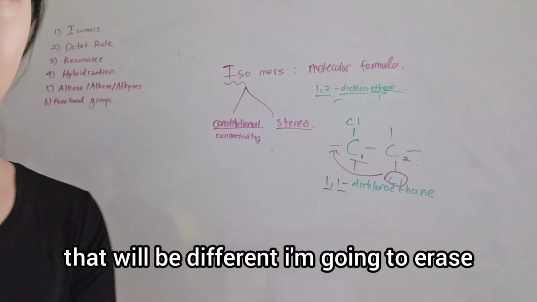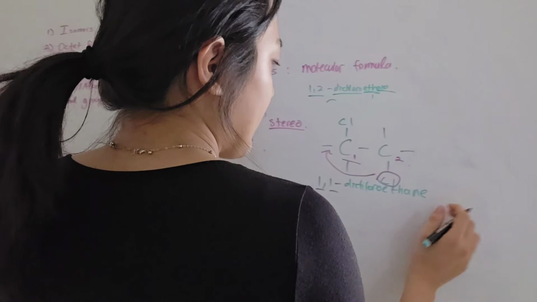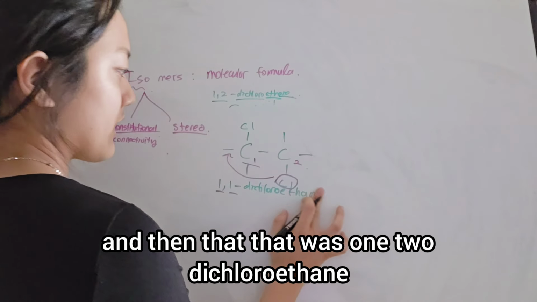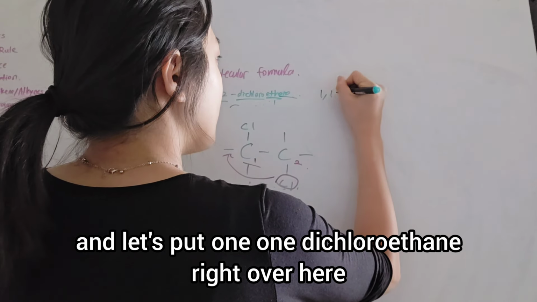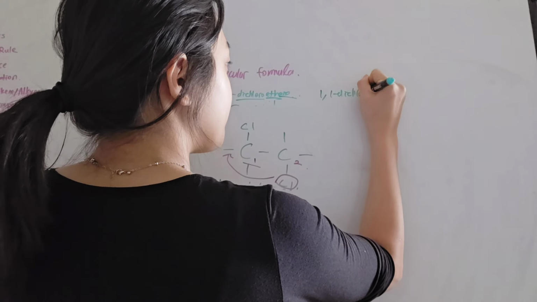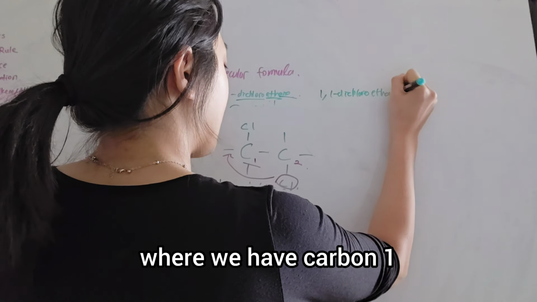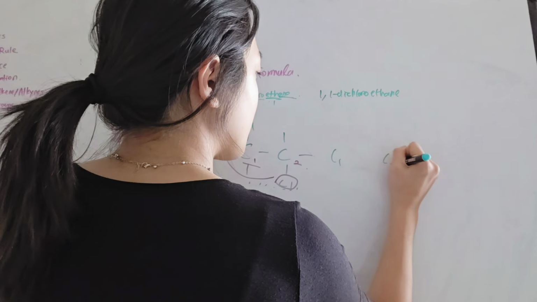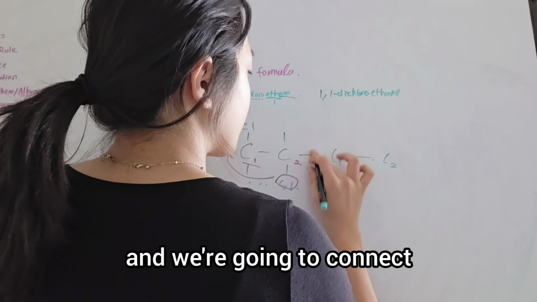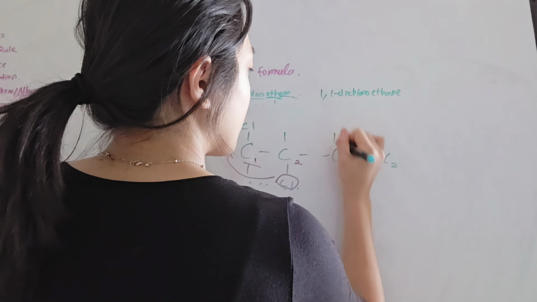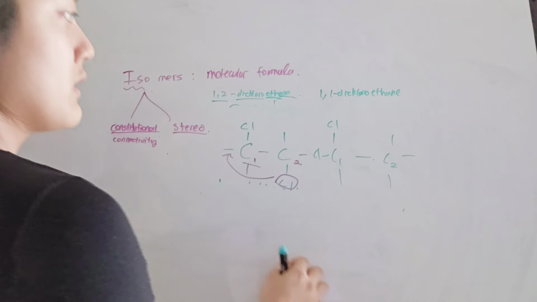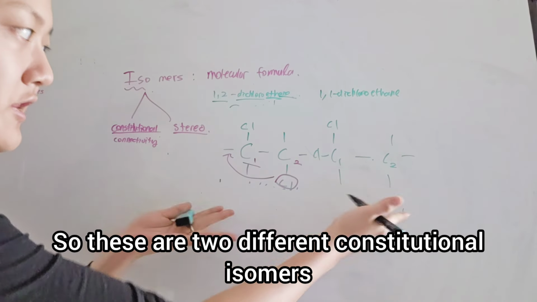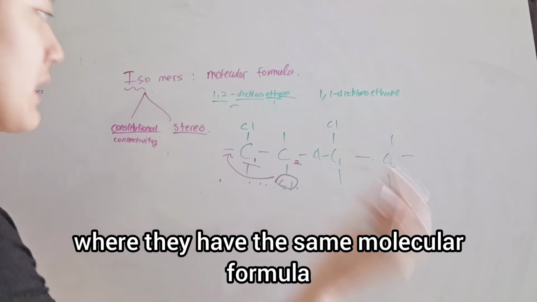I'm going to erase that so it's less confusing. And then that was 1,2-dichloroethane. And let's put 1,1-dichloroethane right over here, where we have carbon 1, carbon 2, and we're going to connect chlorine here, chlorine there, and the rest of them are H's. So these are two different constitutional isomers where they have the same molecular formula.